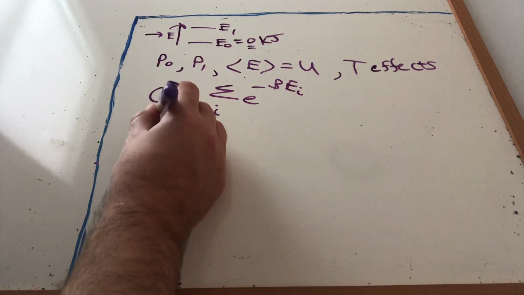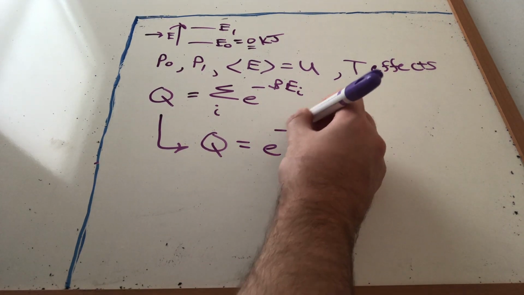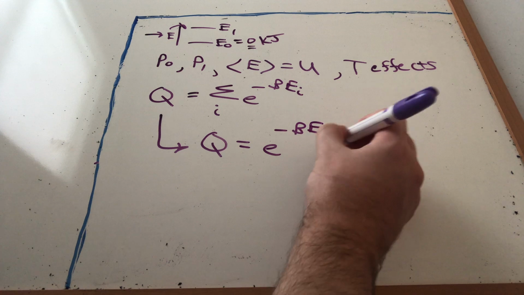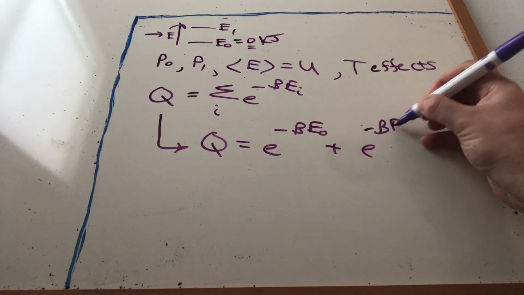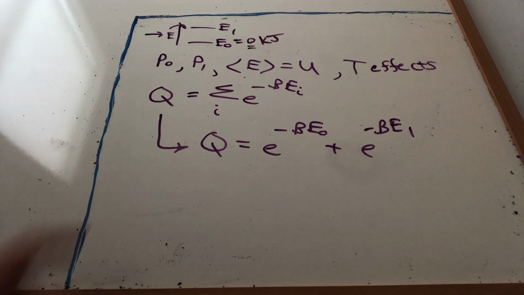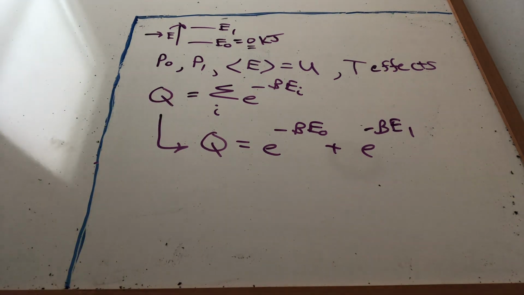So if I translate this now to our 2-level system, Q looks like e to the minus beta E0 plus e to the minus beta E1. That's what that sum means. You look at all your possible levels. Well, for 2-level systems, there are only 2, so there's only 2 parts of that sum. Hopefully this is already starting to click now in terms of what this Q looks like.